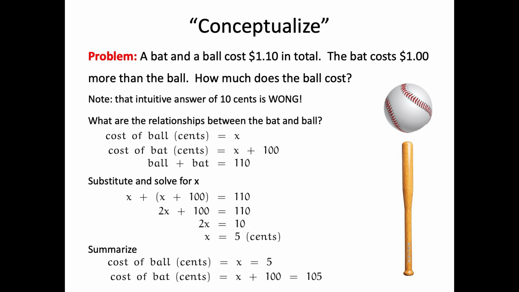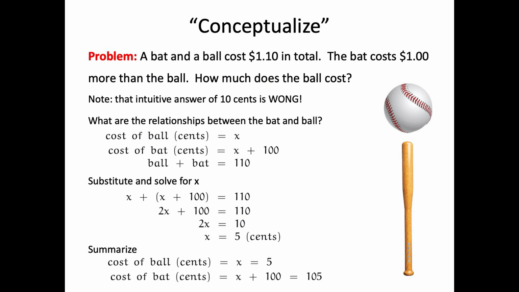So we can describe the cost of the bat in terms of its relationship to the cost of the ball by saying that the cost of the bat is equal to the cost of the ball, which we're going to call X, plus a dollar, which is 100 cents. So you'll notice I said that the cost of the bat is equal to X plus 100. This is key. Do you understand that? We don't know the cost of the ball, so we called it X. We know that the bat is a dollar more than the ball, so that means that the bat is equal to X plus 100. And we were also told in the question that the combination of both the bat and the ball in total cost 110 cents, or $1.10.